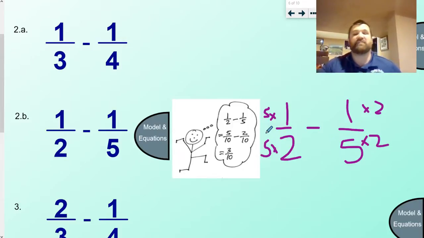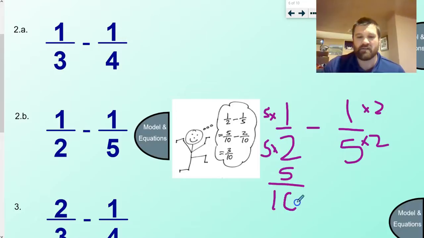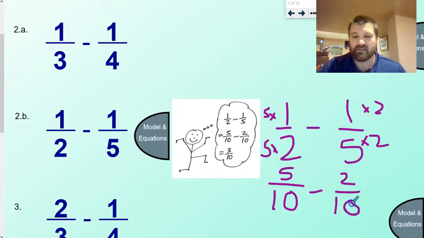Oh, so how do you get to 10 from 2? You multiply it by 5, so then you're left with 5/10. Hey, Mr. Runyon, 5/10 is half. Yes, it is. And then you're subtracting 2/10. Well, that's where we got here. And then you just subtract 5/10 minus 2/10.